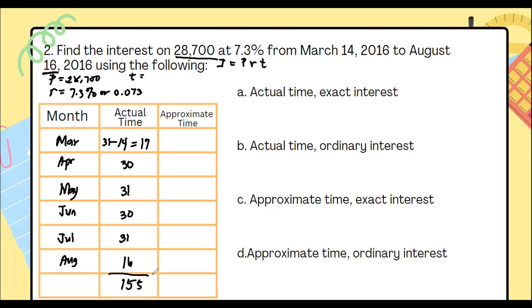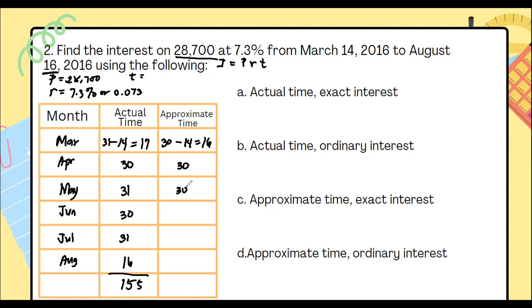Now, proceed tayo for approximate time. For approximate time, yung March natin, kung kanina actual time 31 days, pagdating kay approximate time, yung March is hanggang 30 days lang. Okay? Or meron lang siyang 30 days. Subtract natin si 14. So, 30 minus 14 is equal to 16. Okay? Then, yung April natin, 30 days. Yung May natin, kung kanina, using actual time, merong 31 days. This time, kay approximate time, 30 days lang.